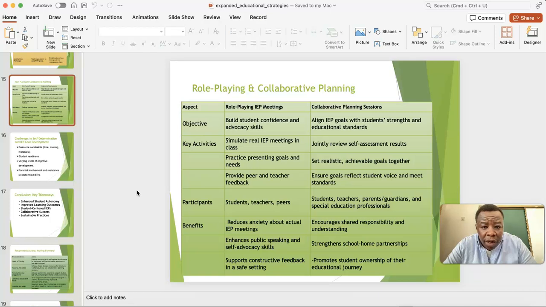Activities include simulating real IEP meetings in class and collaboratively reviewing self-assessment results. In role-playing, students practice presenting goals and needs while collaboratively setting realistic, achievable goals together. Role-playing IEP meetings provide peer and teacher feedback. Collaboratively, we ensure goals reflect student voice and meet standards.